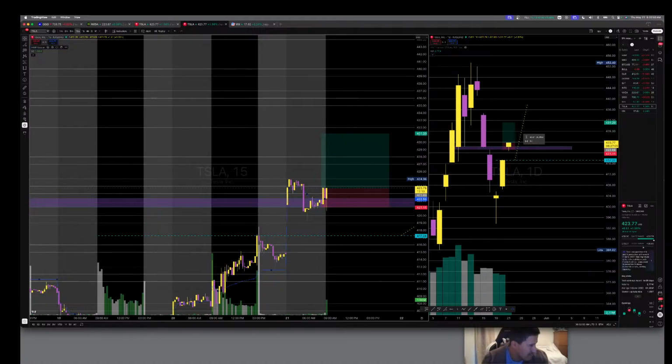But not as desirable. So I have 3 contracts. Let's see if it breaks out of the pre-market high. Yeah, it's not looking that strong.